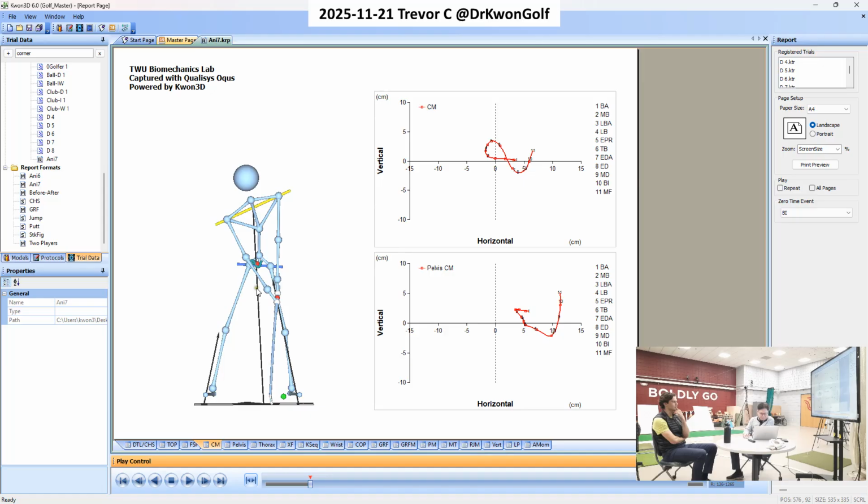And can I just ask, we were talking about the total swing time. What would be a good target total swing time for me? What, 900? 900?